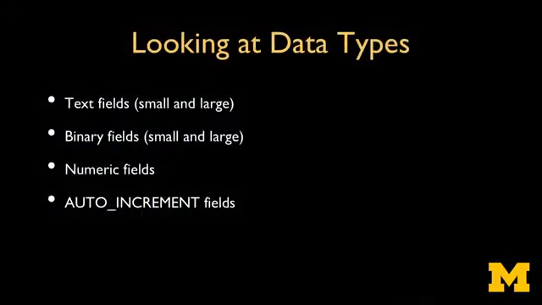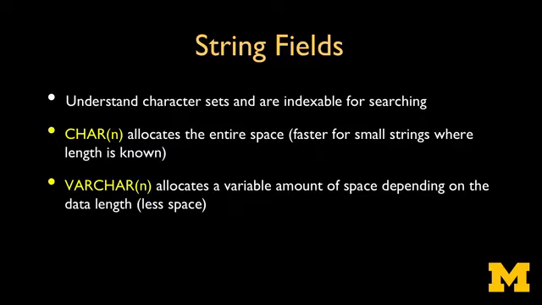So we talked a little bit about how different kinds of commands do the CRUD operations and where clauses and things like that. Now we're going to talk about what kind of data types that you can define in the schema of your tables. So we've got some text fields, we've got binary fields, sometimes those are called blobs, numeric fields, and then auto increment fields.